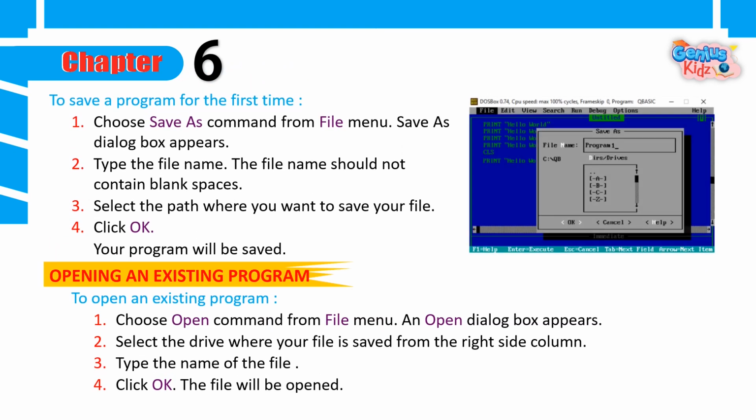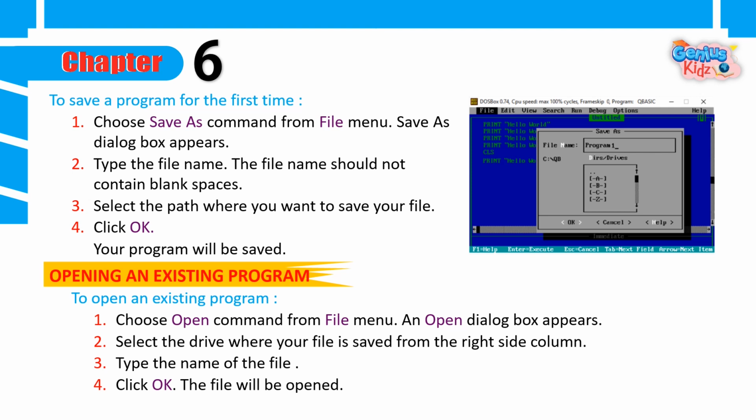To save a program for the first time: 1. Choose the Save As command from the File menu. The Save As dialog box appears. 2. Type the file name. The file name should not contain blank spaces. 3. Select the path where you want to save your file. 4. Click OK. Your program will be saved.